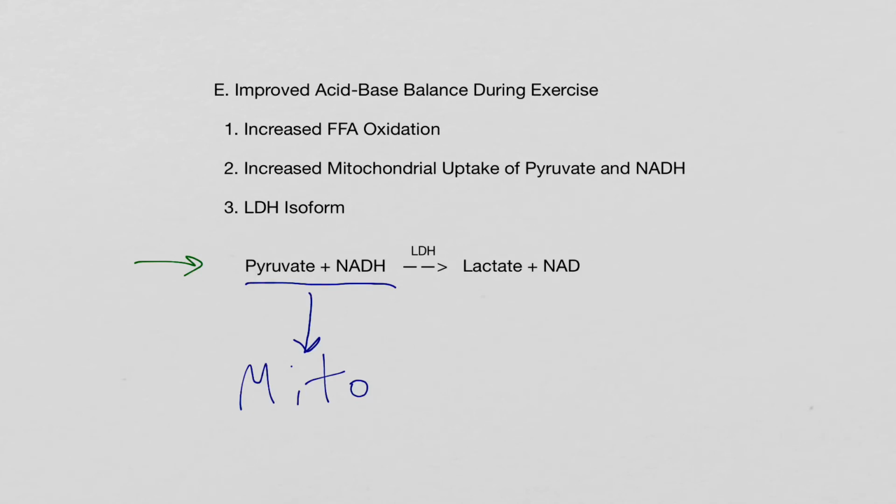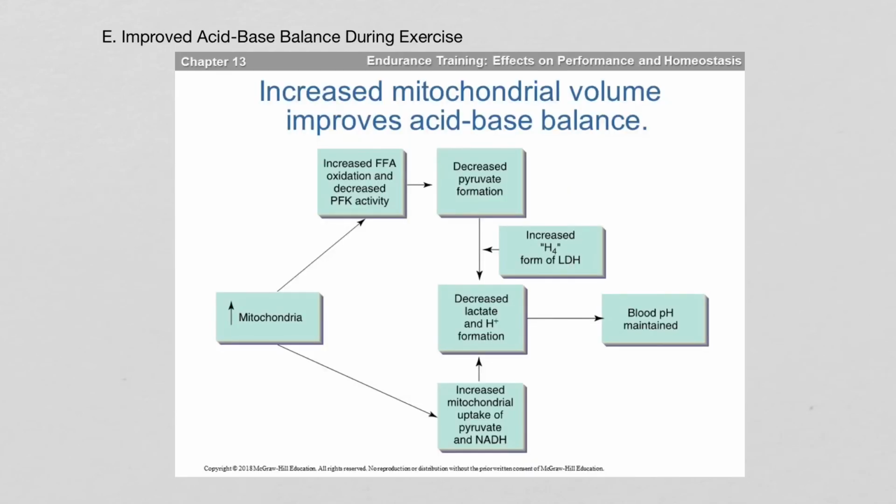We'll use the last figure in this section to discuss these three mechanisms for improved acid-base balance. The first one is an increase in free fatty acid oxidation. That is shown here in this square, increased free fatty acid oxidation and decreased PFK activity. That is a feedback mechanism. Remember, PFK is the rate-limiting enzyme for glycolysis, and the feedback molecule here is citrate, which of course is the first product of the Krebs cycle. So citrate feeds back and actually inhibits phosphofructokinase.